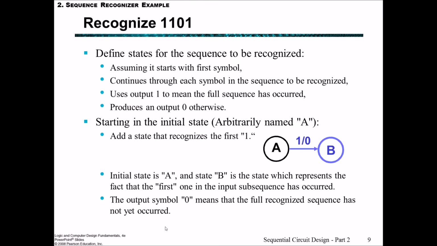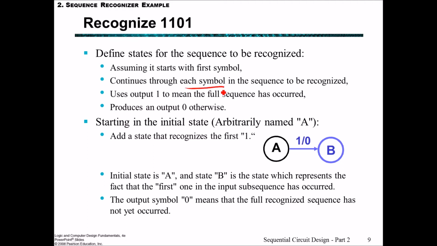So in order to recognize this 1, 1, 0, 1 sequence, we're going to define some states for this sequence. We're going to assume we start with the first symbol. We're going to call that initial state A. This is an arbitrary designation. We could just as easily call it X or T or some binary value, and we will talk about the way we decide upon the unique binary mapping of these states at a later stage. But at the moment, let's just call it state A.